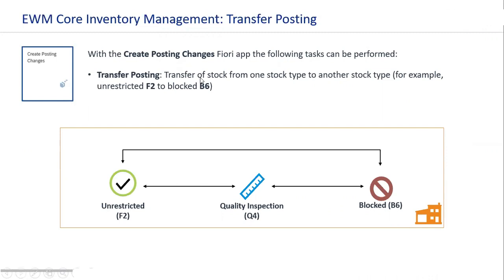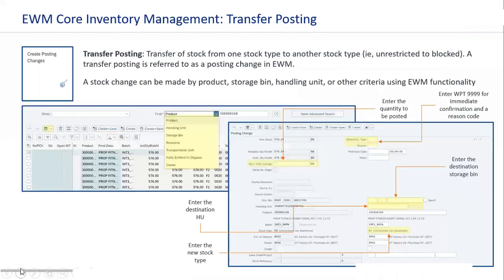When using the create posting changes Fiori app, the following tasks can be performed. You can do a transfer posting, where you transfer stock from one stock type to another, for example, unrestricted F2 to blocked B6. The transfer of stock from one stock type to another, i.e. unrestricted to blocked, is referred to as a posting change in EWM. A stock change can be made by product, storage bin, handling unit, or other criteria using EWM functionality.